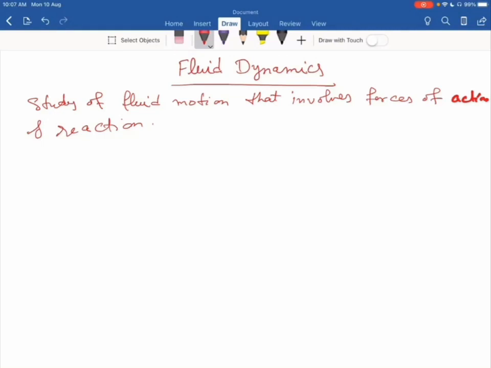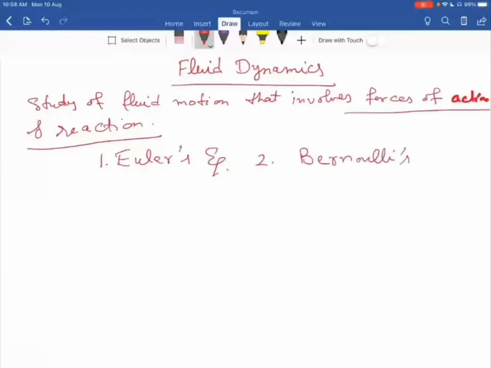So I repeat it. Fluid dynamics is the study of fluid motion that involves the forces of action and reaction. So in fluid dynamics, we have two basic equations. One is Euler's equation, and the second one is Bernoulli's equation. Euler's equation is based on the momentum principle, and Bernoulli's equation is based on the energy principle.